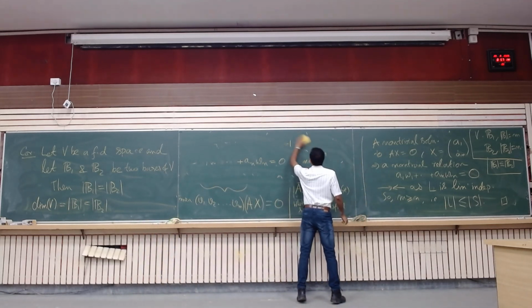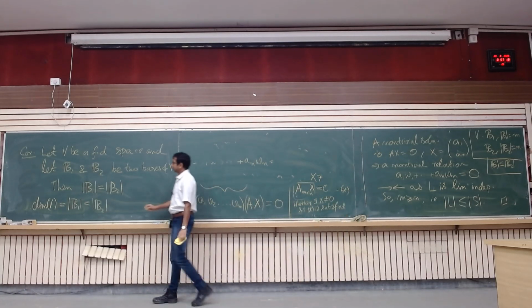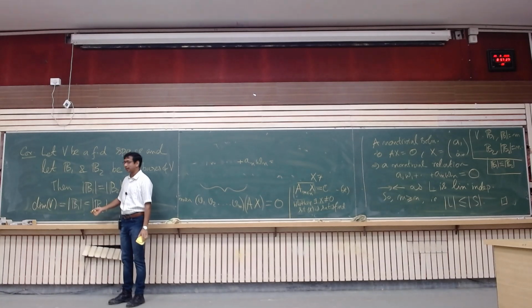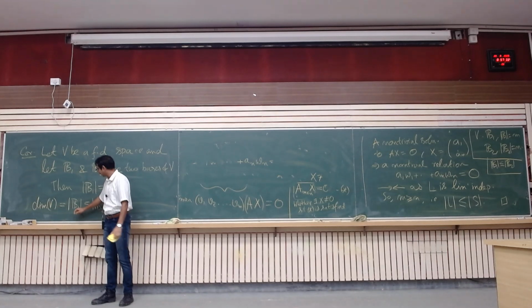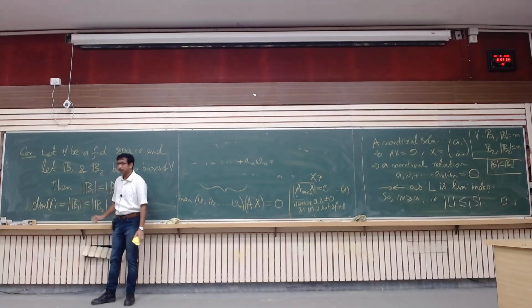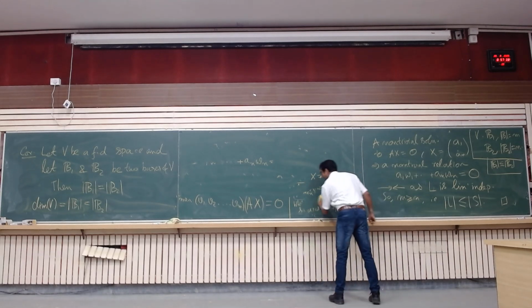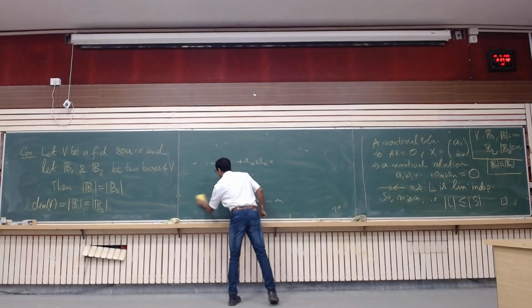So the last corollary maybe is that all the subspaces of a finite dimensional vector space are finite dimensional, and the cardinality of the basis of any subspace of this is less than or equal to the cardinality of the basis of V. So that's the last corollary of today's class. Let's write this and end the class.